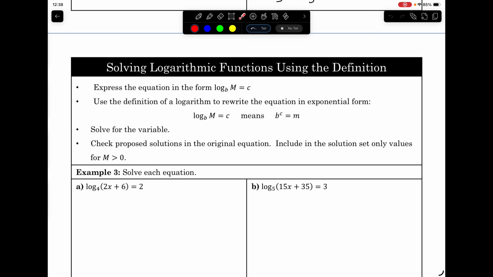Doing that, we can then solve for the variable, and because our domain is restricted, remember that our m value has to be greater than 0, a positive number. We have to make sure that the number we find falls within the domain. So we're first going to check what the actual domain is, and then when we solve for x, make sure that value falls within the boundary of the domain. So let's jump into the first example.